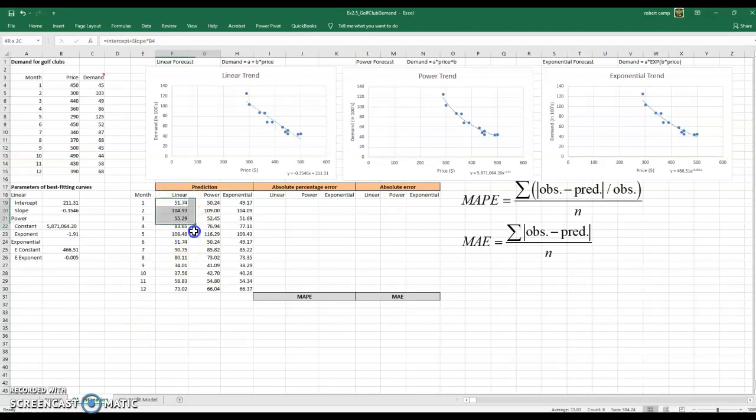Okay, so we've got our predictions set up, and that's where we're going to end this video. In the next video, we're going to actually start evaluating which of these is the best based on this MAE and MAPE idea, and we're going to choose which function is the best, and then we're going to use that to create our profit model.